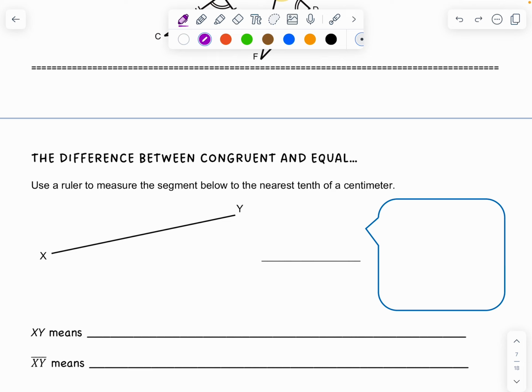All right, now we need to talk about the difference between congruent and equal, okay? So this one can be kind of tricky.